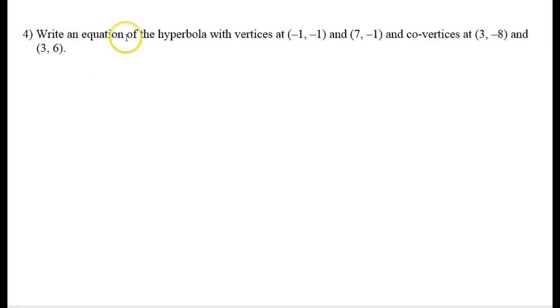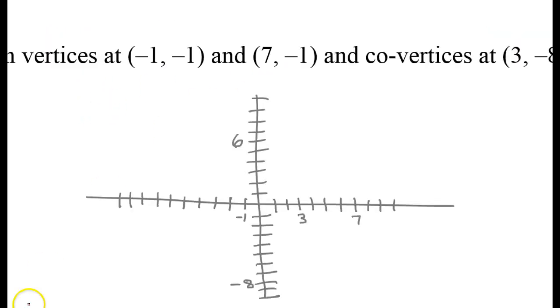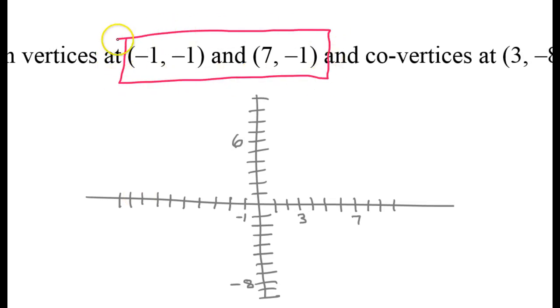So for number 4, write an equation of the hyperbola with vertices -1, -1, and 7, -1, and covertices 3, -8, and 3, 6. Again, draw a picture. So we're told that the vertices are at these 2 points. So -1, -1. So I've got a vertex here. And 7, -1, which will be right here. So these are my vertices.